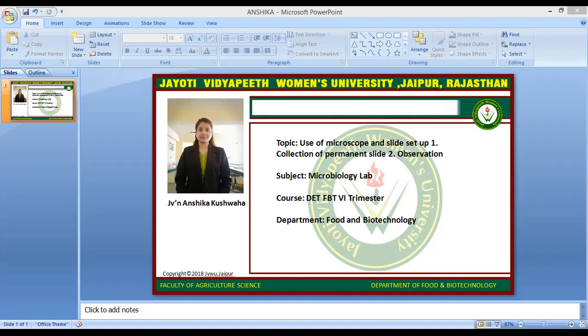Next is electron microscope. An electron microscope uses accelerated electrons as a source of illumination because the wavelength of electrons can be up to 100,000 times shorter than that of visible light photons. The electron microscope has a much better resolving power than a light microscope. Electron microscopes are of two types: transmission electron microscope and scanning electron microscope. They use negative staining and shadowing.